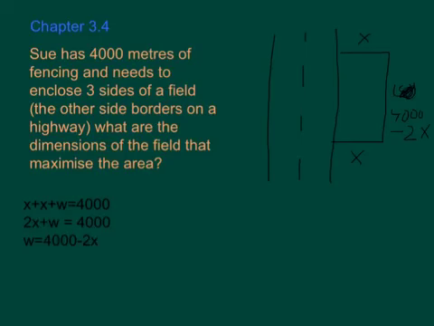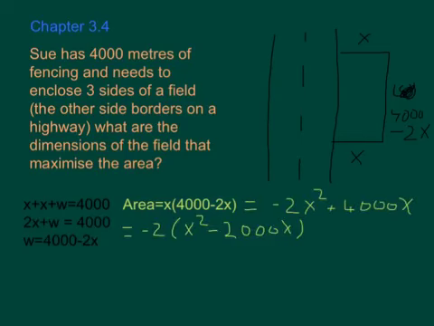Okay, and now they've asked us for the area. The area of a rectangle is one side times the other side. Very simple. They've asked us what are the dimensions of the field that maximize this area, so we're going to have to factor this out, and then find the vertex, put it into vertex form just like we've done a million times before. So let's do that again.